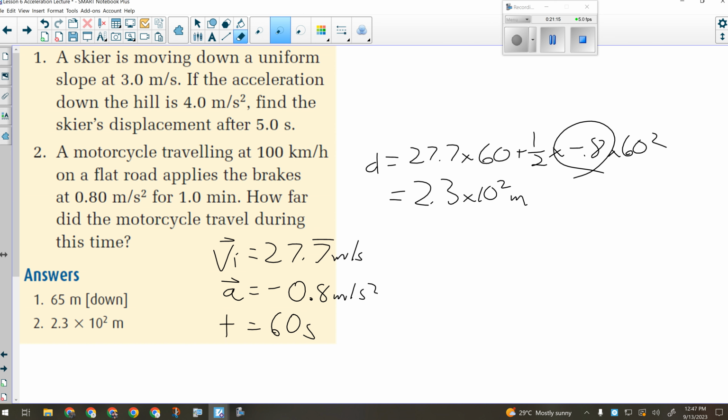Context matters. If you do this question and you forget to make 0.8 negative, you get an answer that says, by stepping on the brakes, you went faster. You should look at that answer and go, wait a minute, there's something not right about this answer. The last time I checked, brakes don't make you go faster. If they do, you're in real trouble.